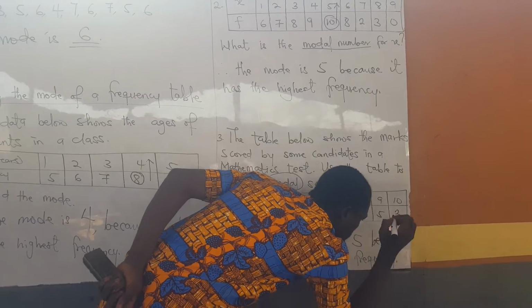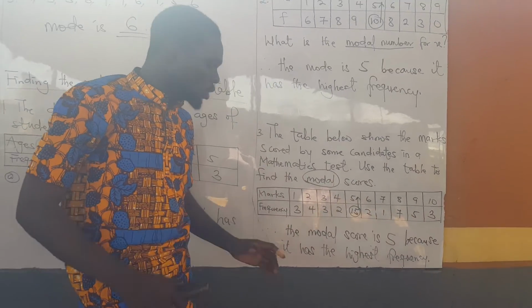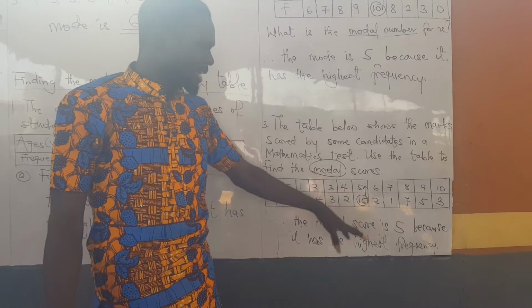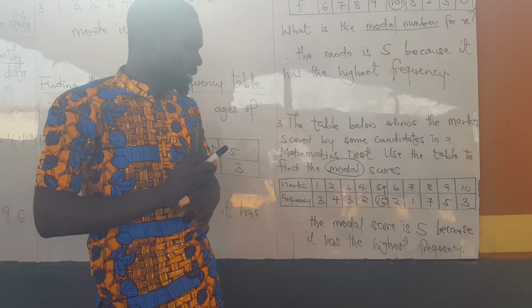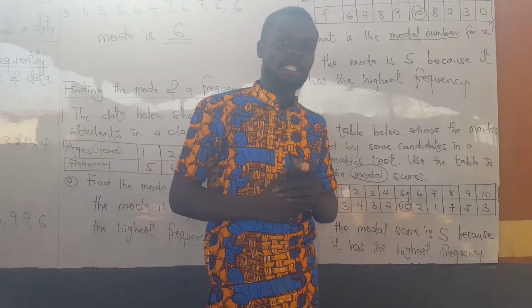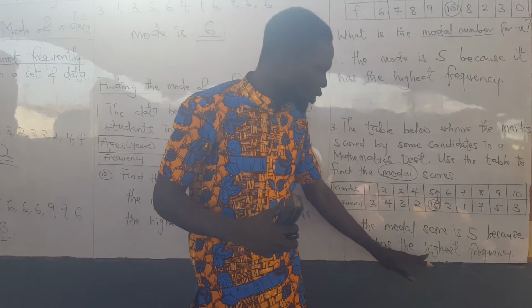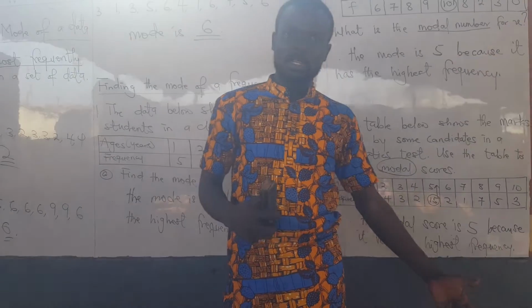So when it comes to the distribution table or the frequency table, you have to explain why the modal score is 5, and therefore you say that you've been able to find the modal score or the mode, because it has the highest frequency.